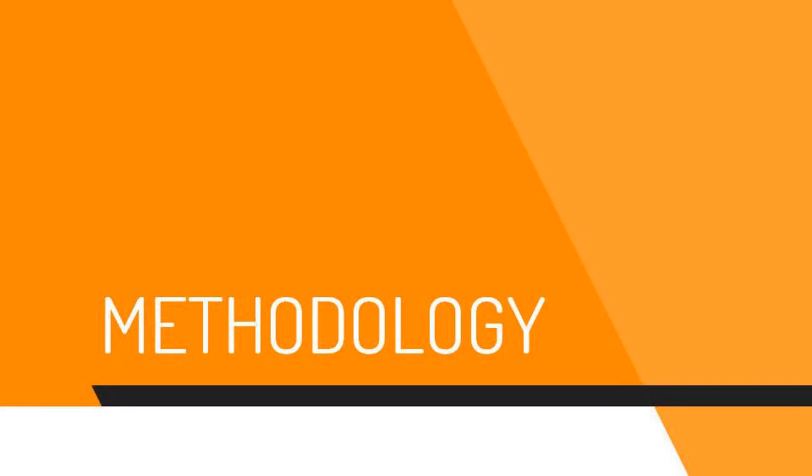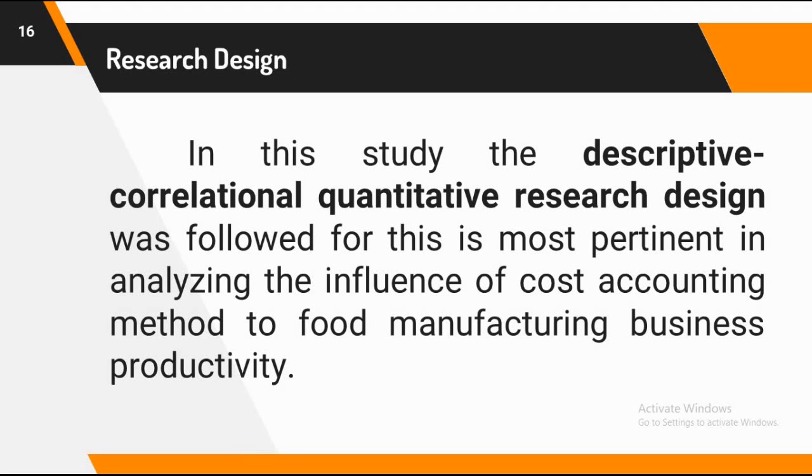Now, we're finally moving on to the last part of my presentation, methodology, or the specific procedures or techniques used to identify, select, process, and analyze information about a topic. This part of my presentation is divided into 6 topics. First is the research design. In this study, the descriptive correlational quantitative research design was followed because, in this study, the researchers will scrutinize and ascertain the relationship of the variables, especially the influence of the independent variable to the mediator and dependent variable.